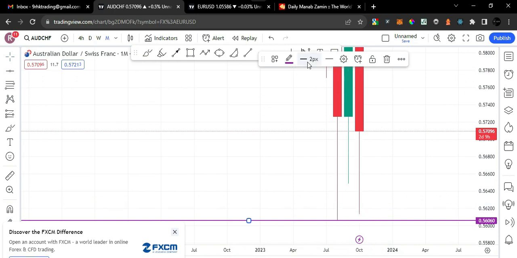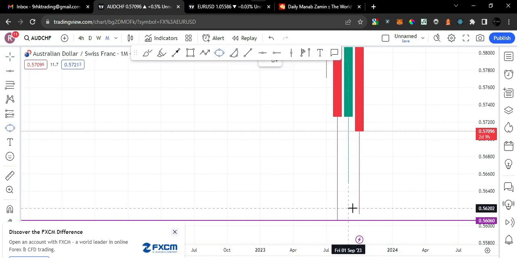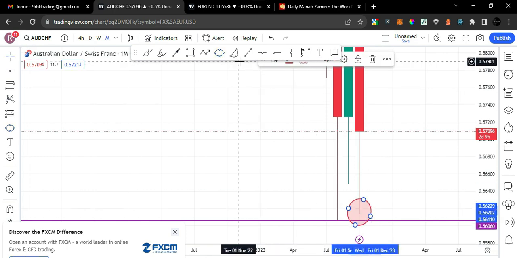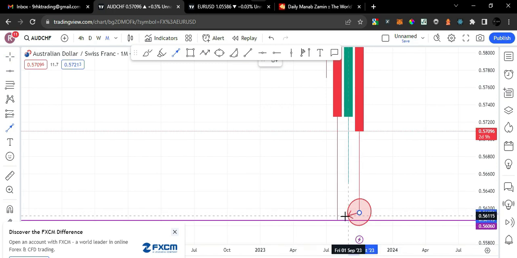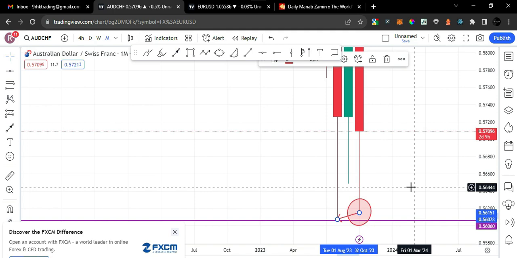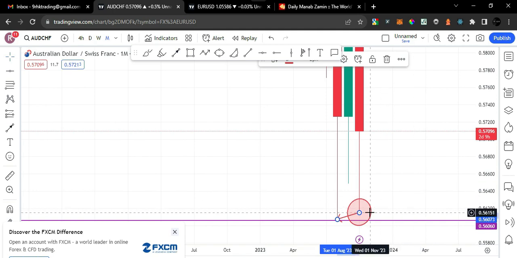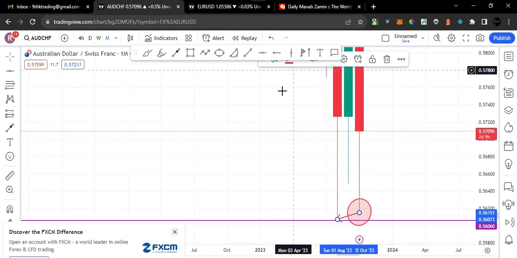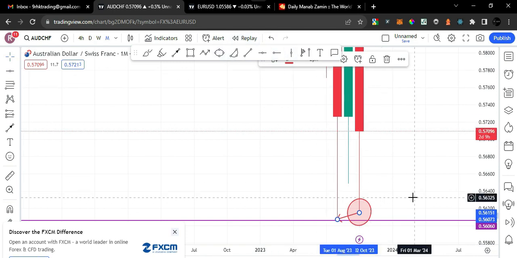So this is the first remarkable thing. The price failed to break the previous one, this one, and prices started going upward. That is the interpretation for monthly analysis.